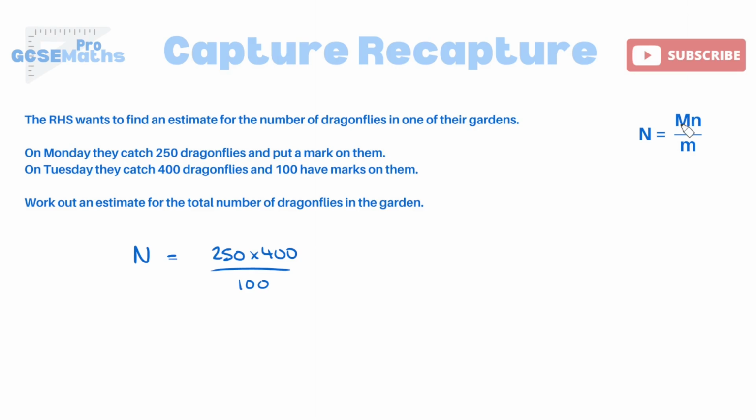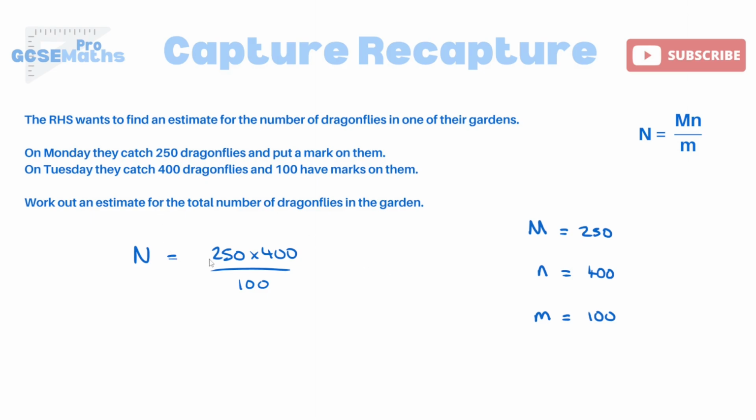But just remember that capital M was the number caught initially, so on Monday, that's the 250, isn't it? In this case, M is 250. Lowercase n is the number caught the next day. Lowercase m is the number caught the second day that are also either marked or tagged, depending on the question. And you can see I've just subbed it in.